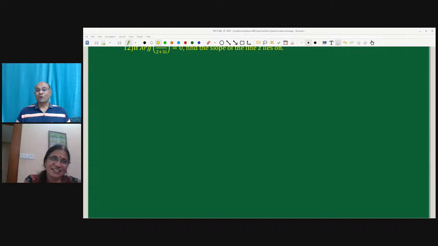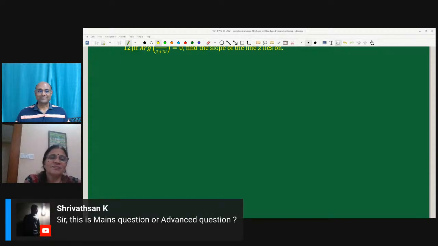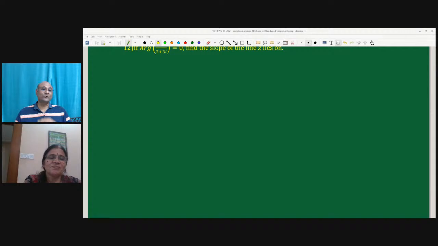Yes, sir. So this question is definitely an advanced question, Srivatsan. This won't be a mains question. But in advanced, they usually ask this rotation with omega. So it makes it easy. The first one is very trivial. First question, second part was quite trivial. The third one, I think it's a theorem: Z1 plus omega Z2 plus omega square Z3 is 0 means Z1, Z2, Z3 will form an equilateral triangle.